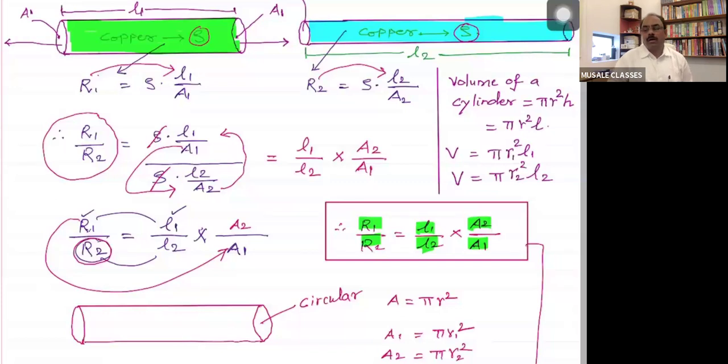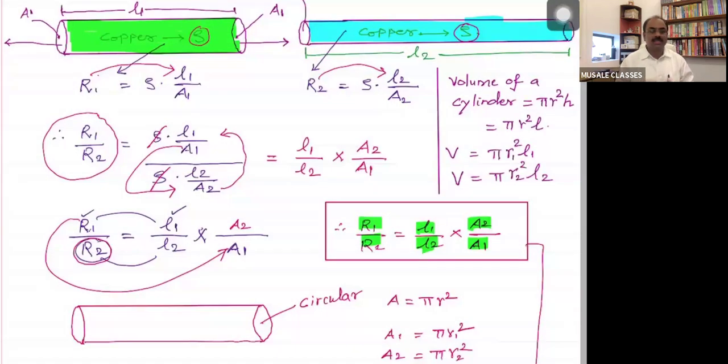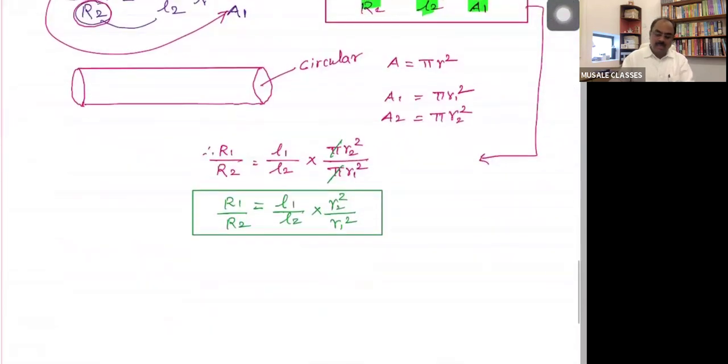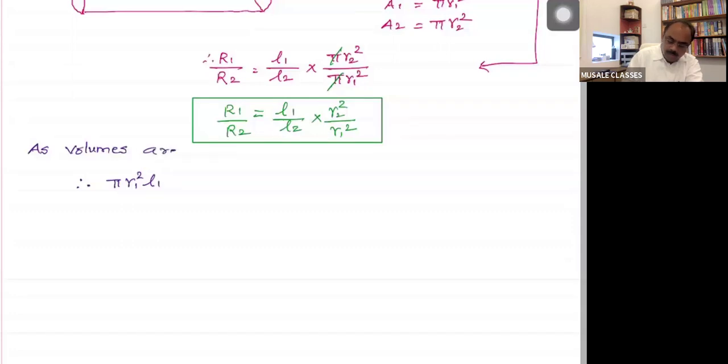Volume remains unchanged. It remains unaltered. It will not change even if we stretch that conductor or we compress and contract that conductor. So volume remains same. Is it clear to you? That means what will I get? I will get, therefore, pi R1 square into L1, as the volumes are remaining same.